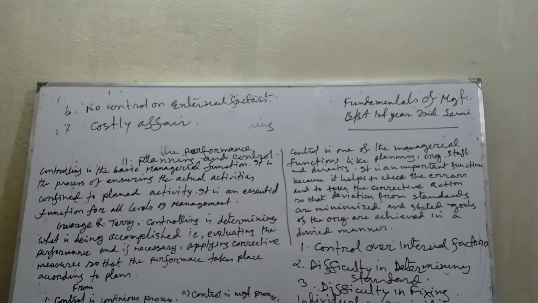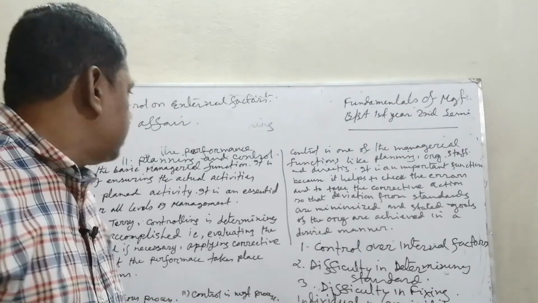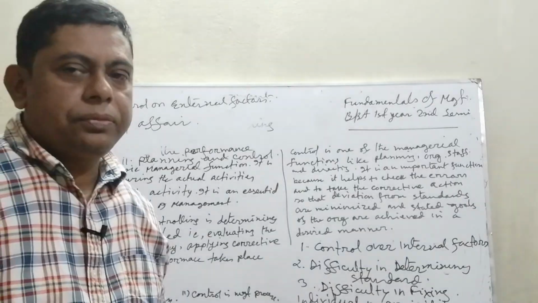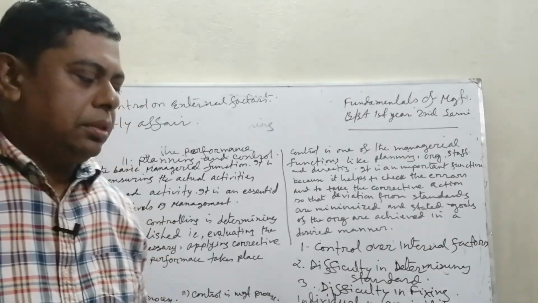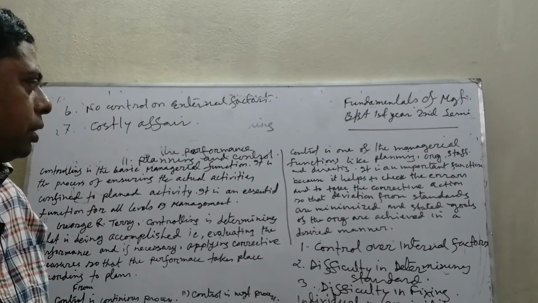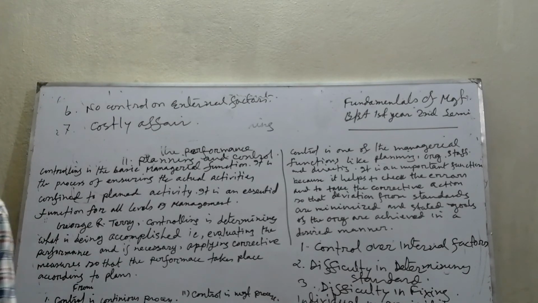And the last limitation, control is a costly affair. That is an important limitation in this question. Controlling involves a lot of expenditure, time and effort. It is a costly affair. Management is required to ensure that the cost involved in installing and operating a control system should not be more than the benefit expected from it.